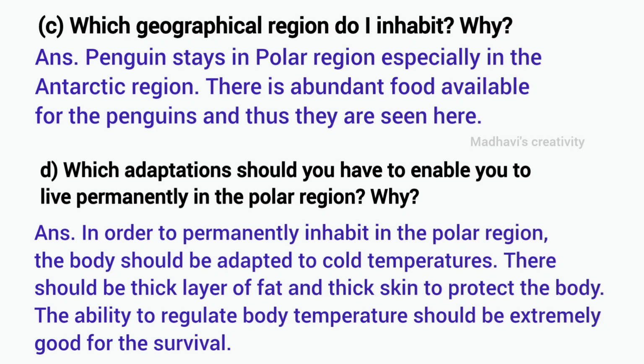D. Which adaptations should you have to enable you to live permanently in the polar region? Why? Answer. In order to permanently inhabit the polar region, the body should be adapted to cold temperatures. There should be a thick layer of fat and thick skin to protect the body. The ability to regulate body temperature should be extremely good for survival.